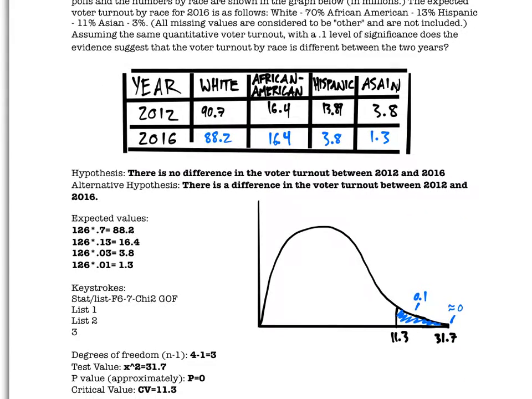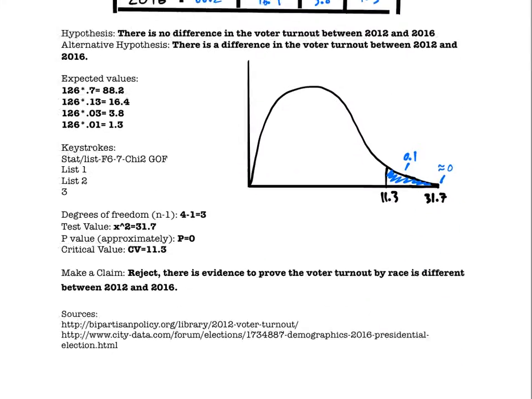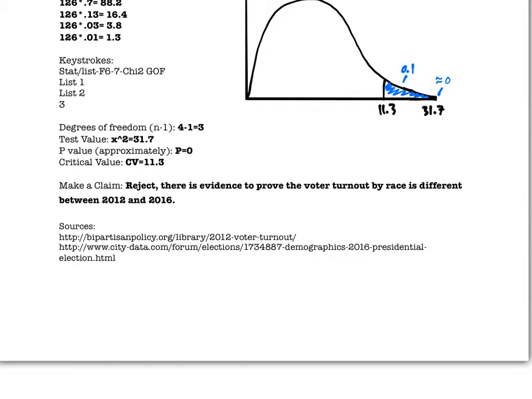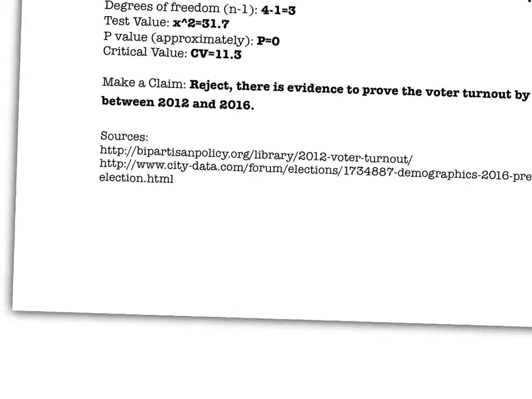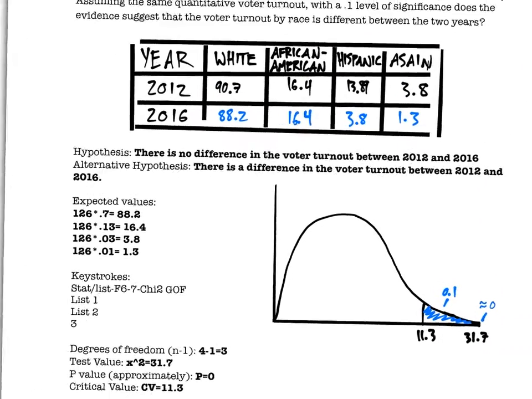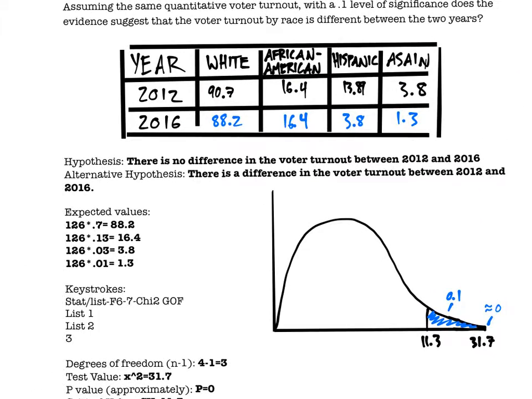So to get the data for this problem, I used bipartisanpolicy.org and citydata.com down here. Then the null hypothesis is that there is no difference in voter turnout between 2012 and 2016, and the alternative hypothesis is that there is a difference in the voter turnout between 2012 and 2016.